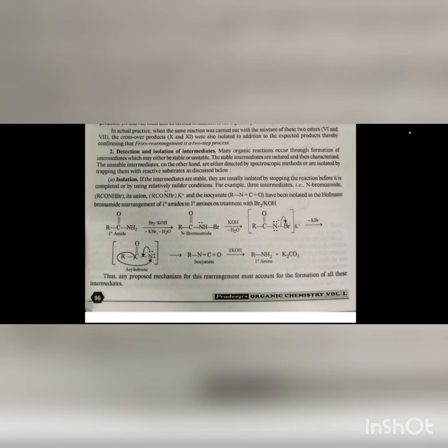First is isolation. If the intermediates are stable, they are usually isolated by stopping the reaction before it is completed or by using relatively milder conditions. For example, three intermediates, N-bromoamide, its anion, and its isocyanate, have been isolated in the Hofmann bromamide rearrangement of primary amides to primary amines on treatment with Br2/KOH. Thus, any proposed mechanism for this rearrangement must account for the formation of all these intermediates.